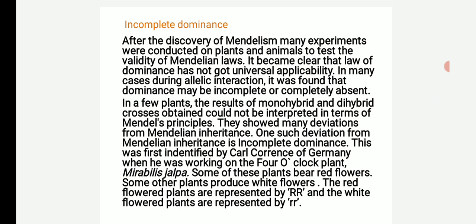This was first identified by Karl Correns of Germany when he was working on the four o'clock plant, Mirabilis jalapa. Some of these plants bear red flowers, some other plants produce white flowers. The red flowered plants are represented by capital R, and the white flowered plants are represented by small r.